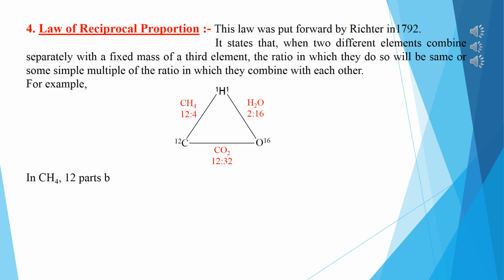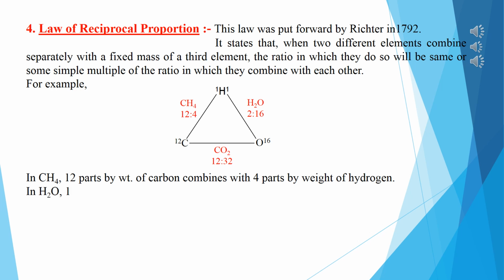So in methane, 12 parts by weight of carbon combines with 4 parts by weight of hydrogen, because in a methane molecule, 4 hydrogen atoms are there. So in a water molecule, 16 parts by weight of oxygen combines with 2 parts by weight of hydrogen.